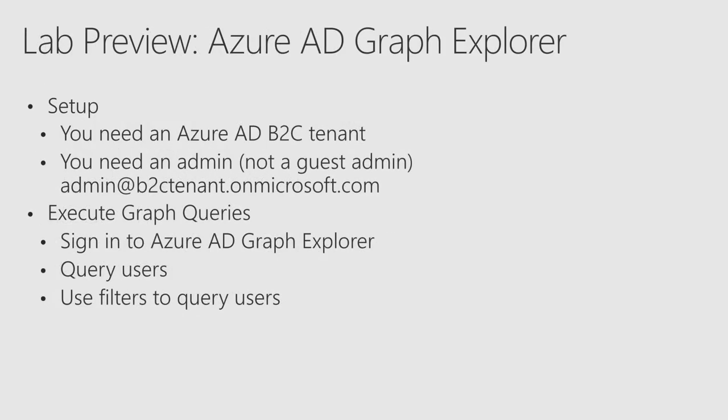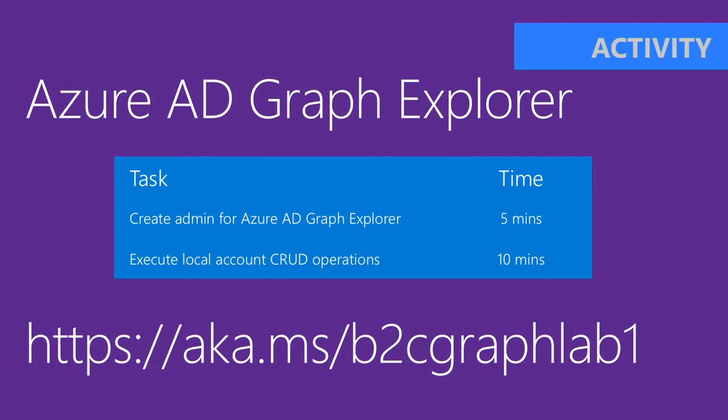Here's the lab. If you've got your laptop ready, we're going to open up this lab. Essentially, you'll need an Azure AD B2C tenant. We're going to create an admin, and then we're going to execute some queries against the graph. If you could open up this link, I tried to put it in big font, it's aka.ms/B2C graph lab 1. After everyone's got this link, I'm going to run through it myself on the screen so you can follow along, or you can read the lab, whichever you prefer.